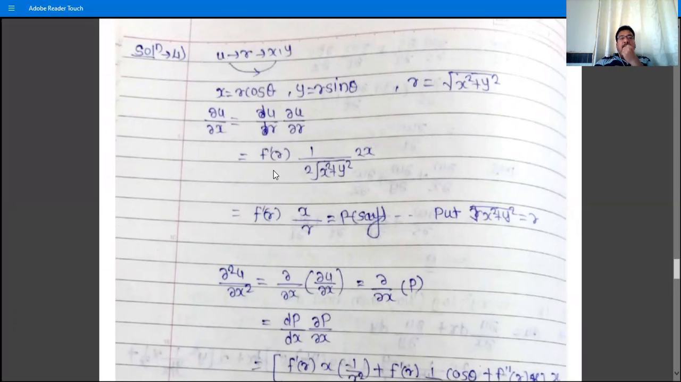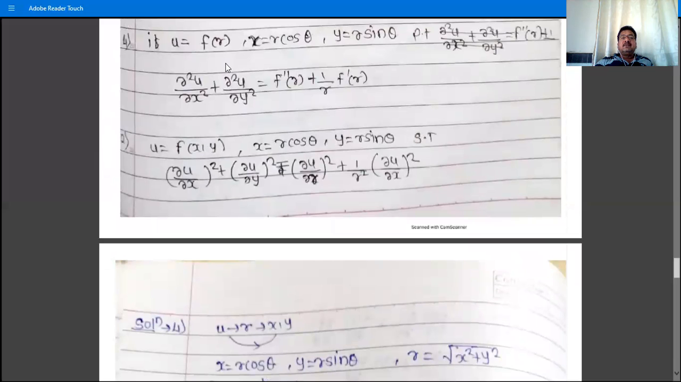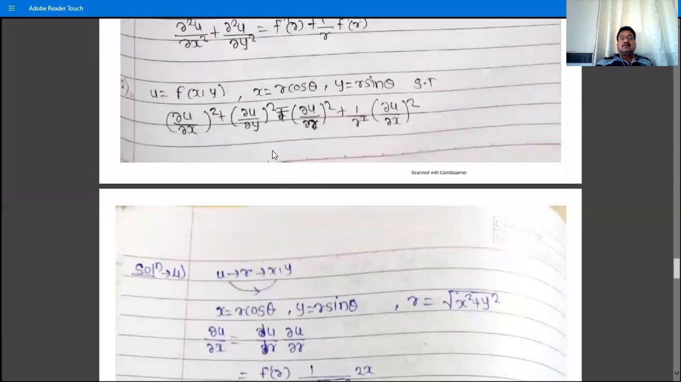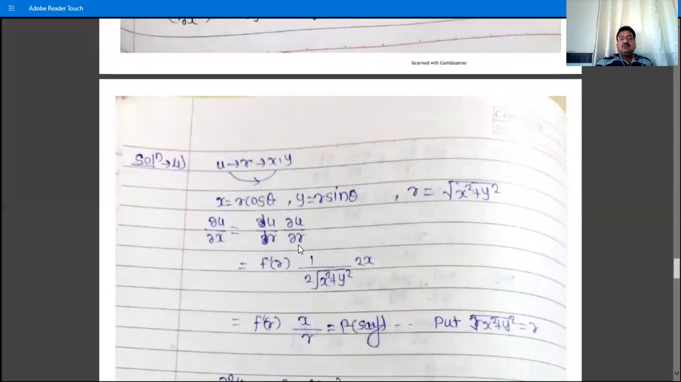And ∂w/∂r means the derivative of f of r with respect to r is f dash r. Okay, and the derivative of u with respect to r, u is this. ∂u/∂x is what? ∂u/∂r times ∂r/∂x, right? Here write the term ∂r/∂x. Don't write only ∂u/∂r. And ∂r/∂x is what?